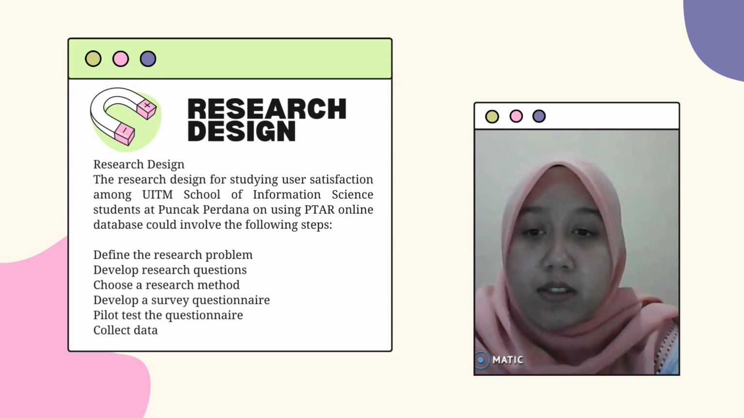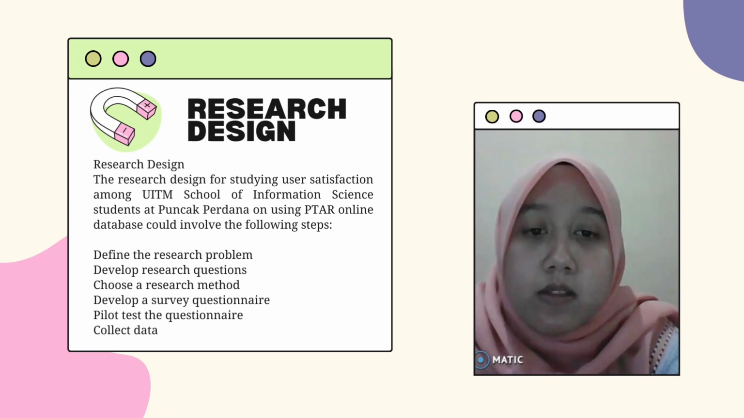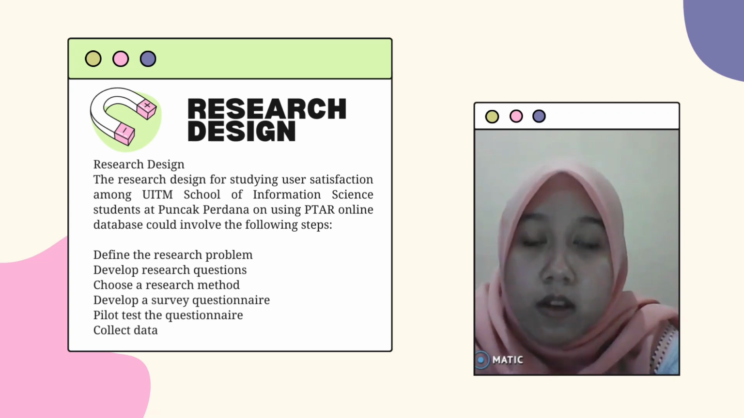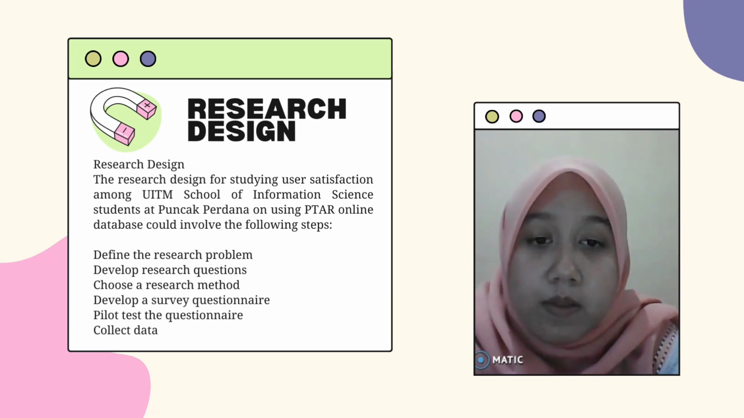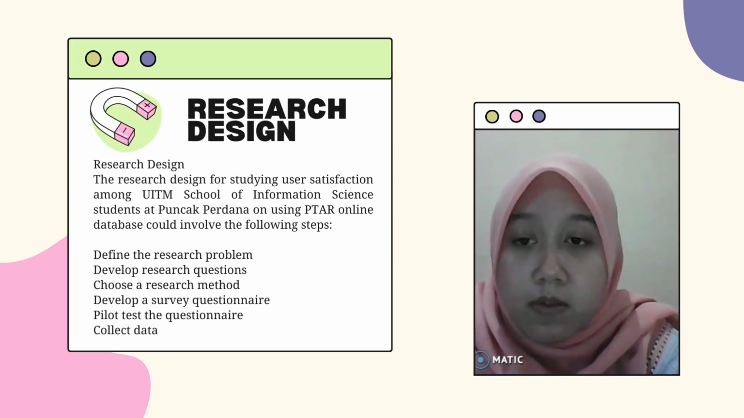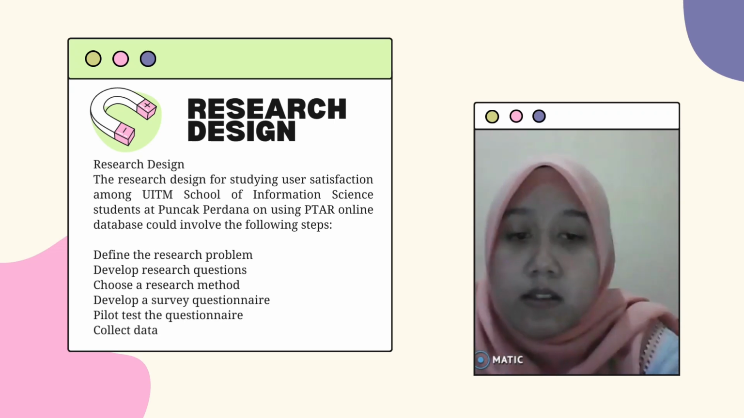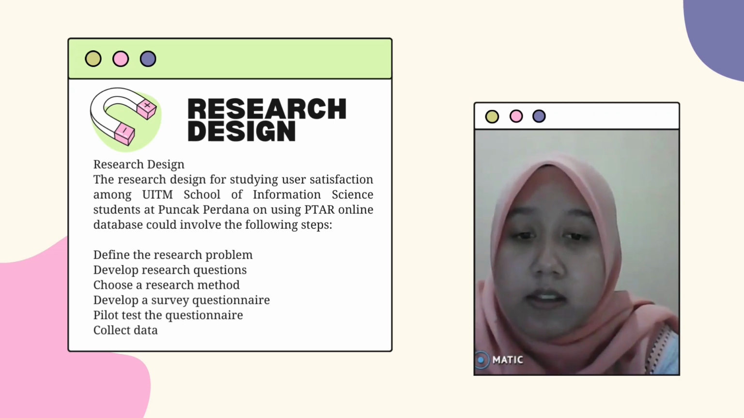Okay, let's go to the research design. The research design for studying user satisfaction among UiTM School of Information Science students at Puncak Perdana on using the Ptar online database could involve the following steps. First, define the research problems, develop research questions, choose research methods, develop a survey questionnaire, pilot test the questionnaire, and lastly, collect data.